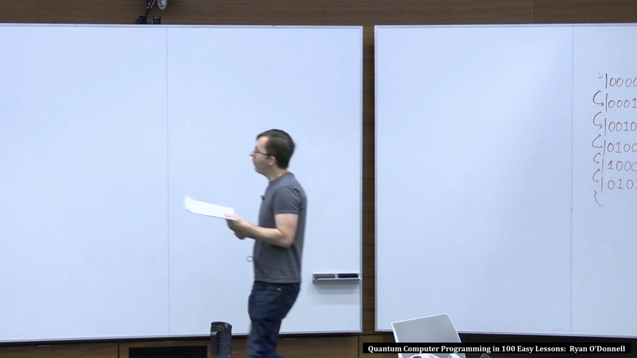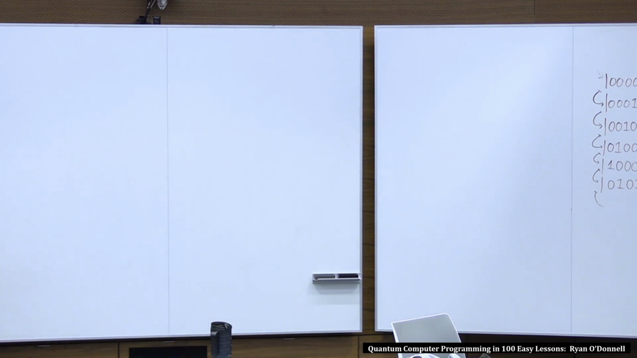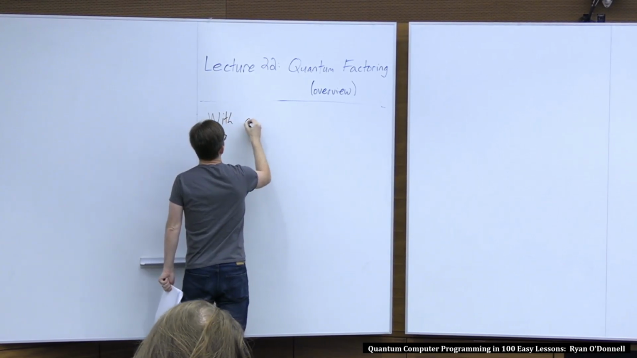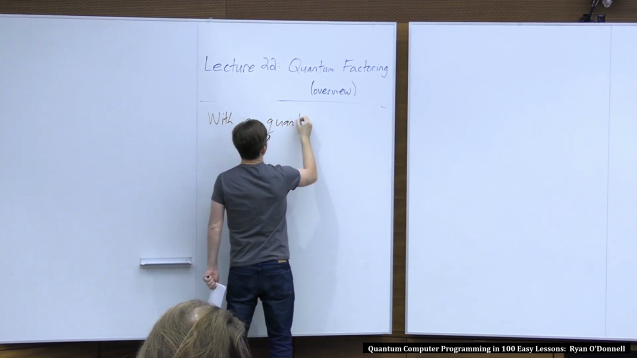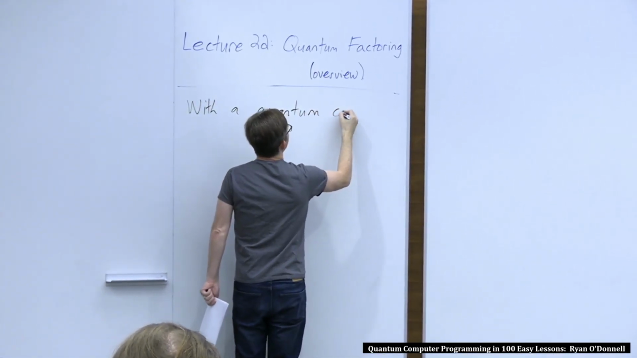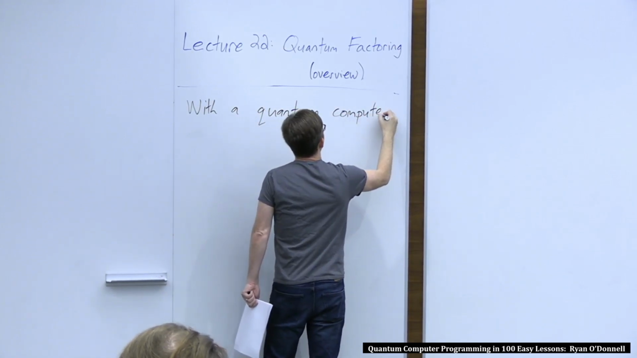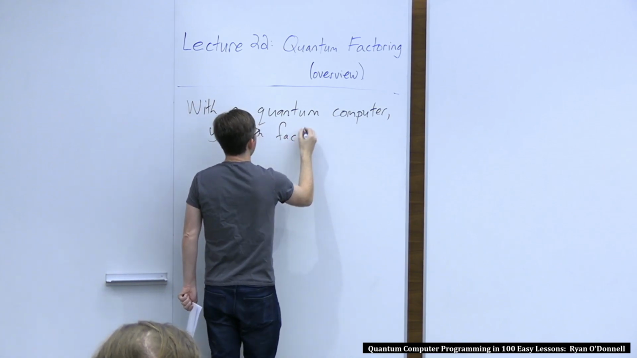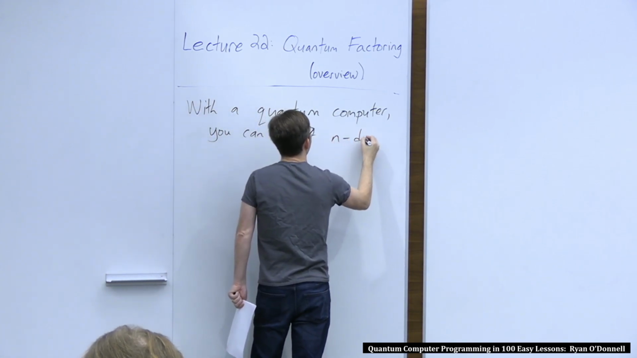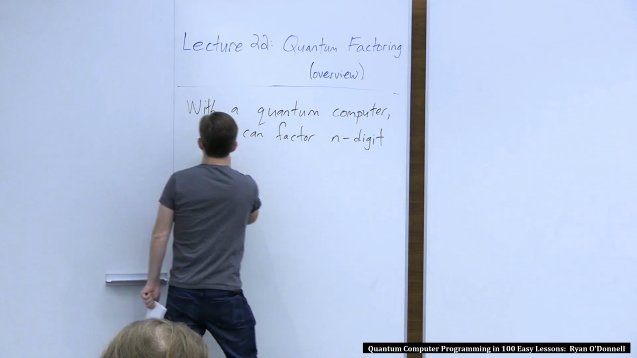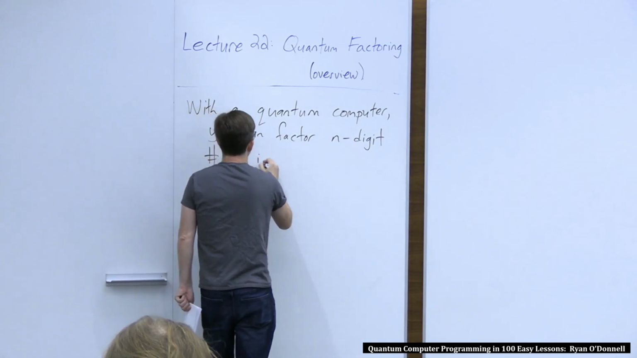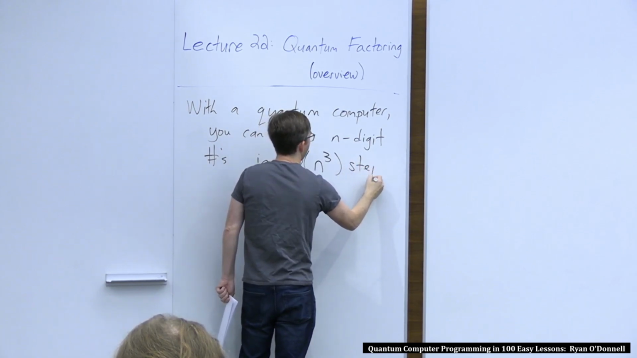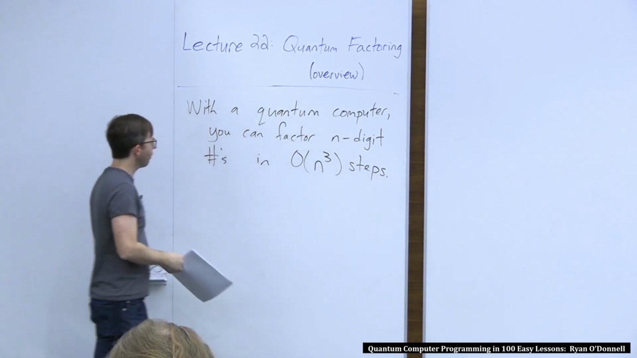But then in 1994, it was shown that with a quantum computer, you can do it real fast. So with a quantum computer, this is what we're going to see in the next 3 lectures: you can factor n-digit numbers in something like n-cubed steps or quantum instructions.